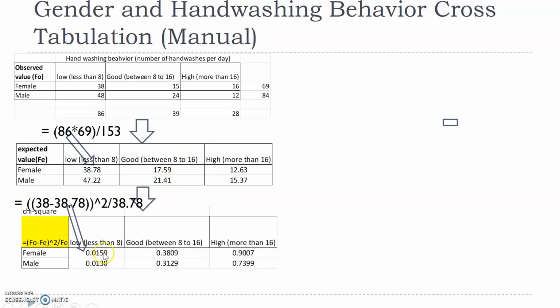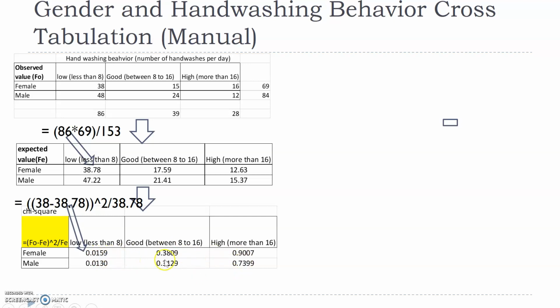Next, to find out the chi-square statistics. Chi-square statistics is nothing but f0, observed frequency, minus expected frequency, square of that, divided by expected frequency. So for this cell, 38 is my observed frequency, minus 38.78, square of that, divided by expected frequency 38.78. That will give me the value of 0.0159.